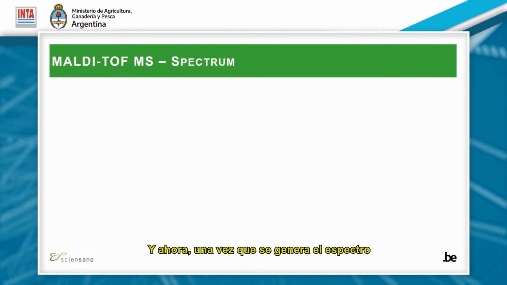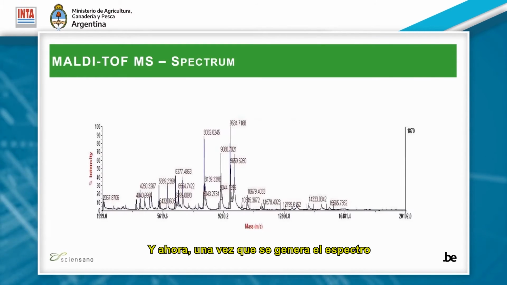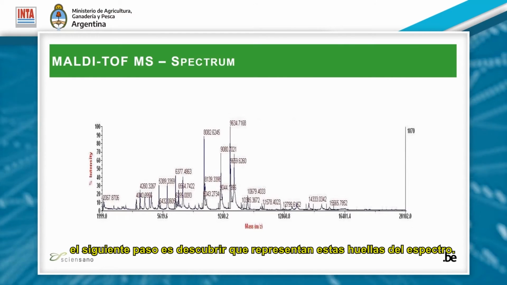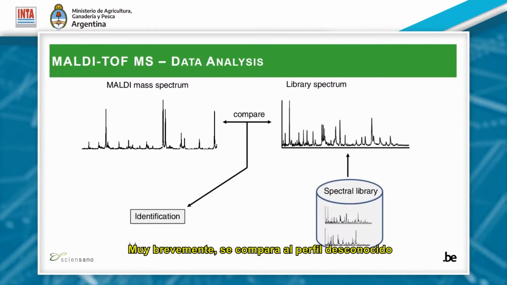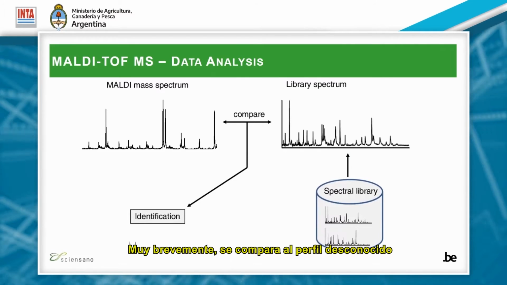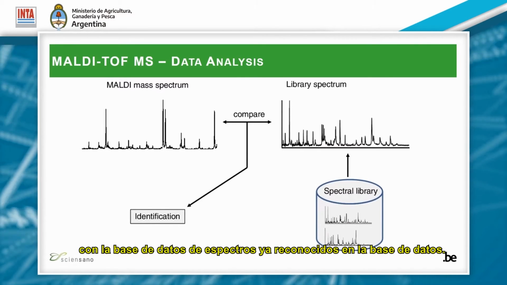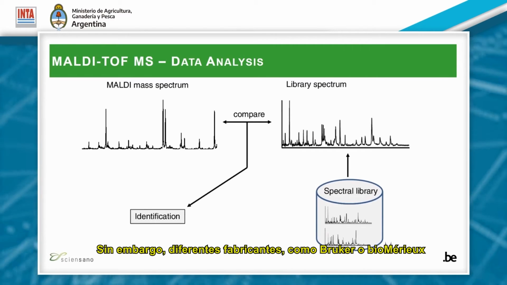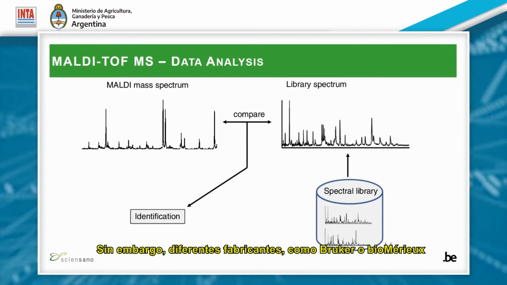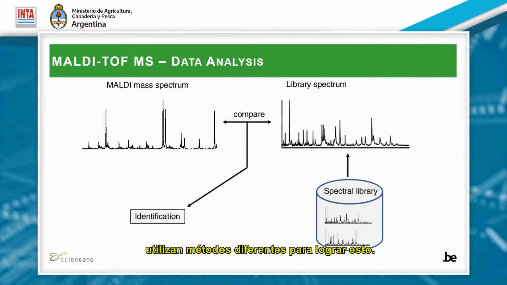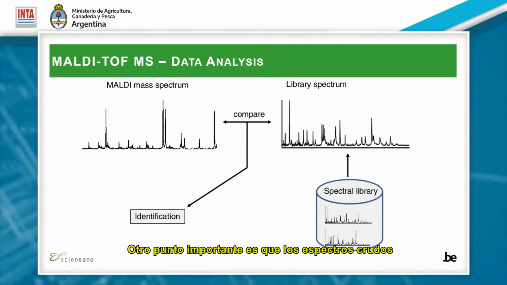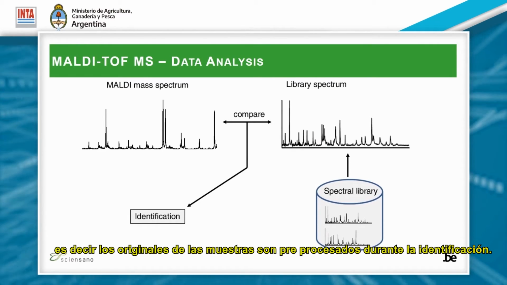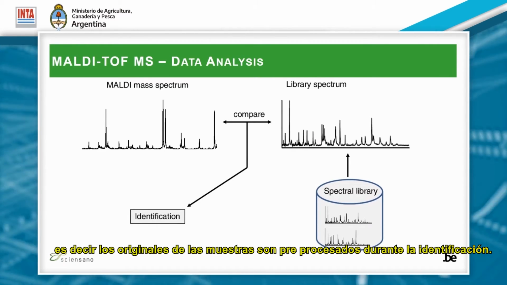Now, what is the result? A spectrum is generated. The next step is to find out what the spectral fingerprint is representing. Very briefly, the unknown profile is compared with a database of spectra of known origin. However, different manufacturers, think of Bruker and Biomérieux, apply different ways to do this. Also very important, the original spectra are pre-processed during the identification.